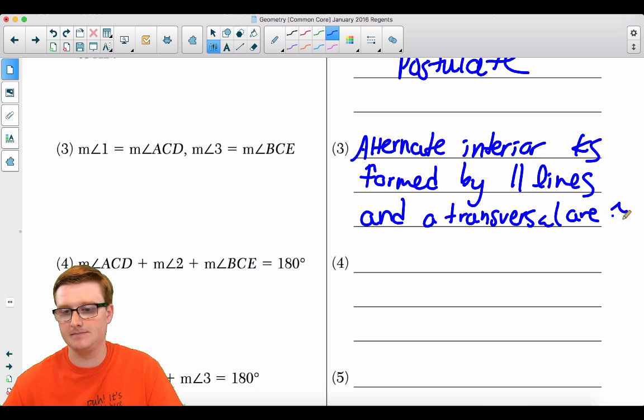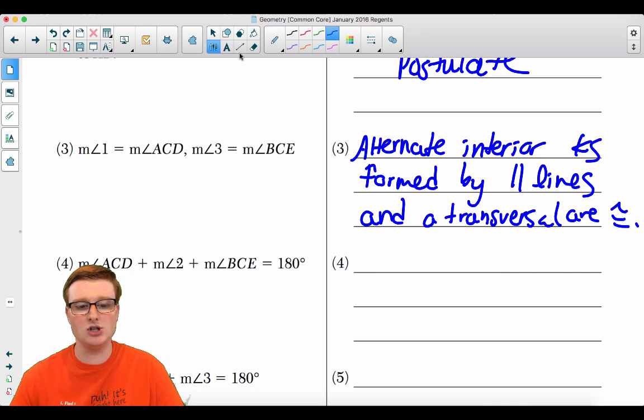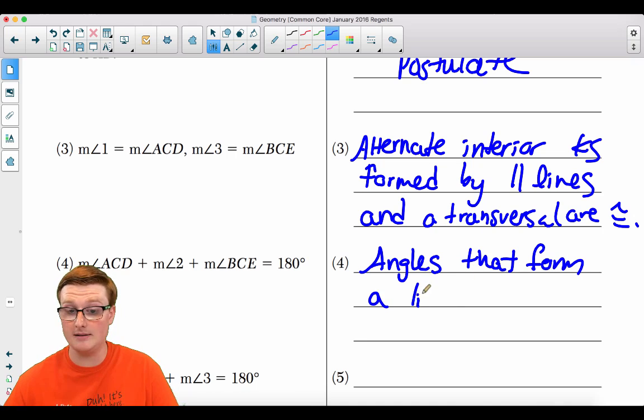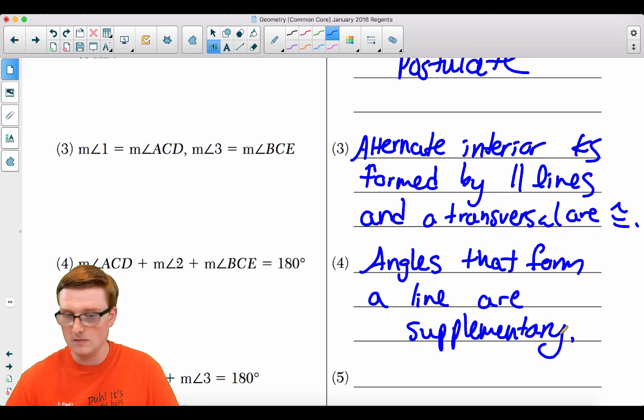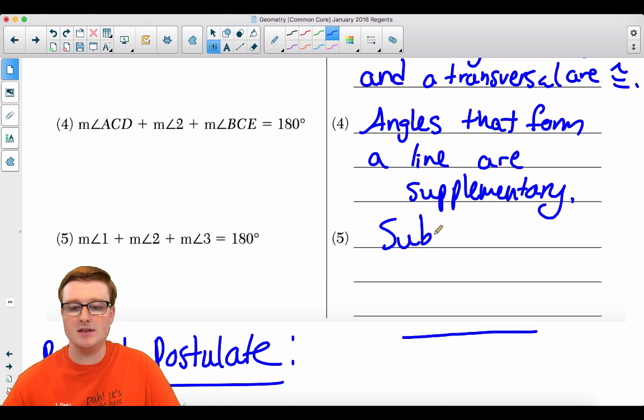Okay? Then number 4, it says the measure of angle ACD plus angle 2 plus angle BCE is equal to 180 degrees. That is angles that form a straight line are supplementary. All right. And last but not least, why do all of these angles add up to 180 degrees? That is by the substitution postulate.